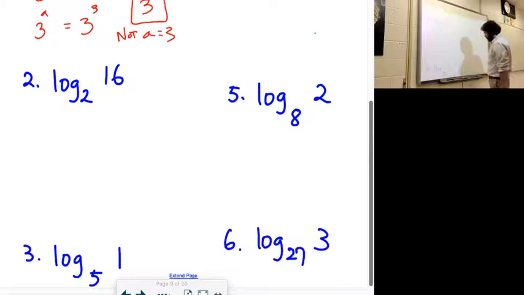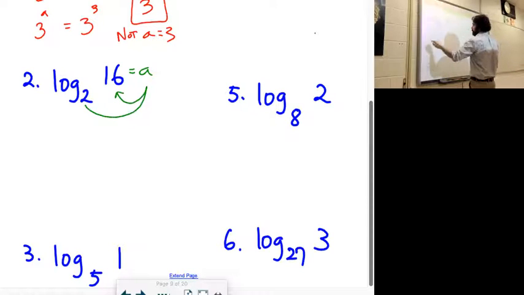Okay, so number 2, same idea. If you need to create an equation, go for it. You can write an a here. Some people use a question mark, but again, log base 2 of 16 can be converted into an exponential format as 2 raised to some exponent is equal to 16, right? I think it's best in some cases just to use a variable. So 2 to the a is equal to 16.